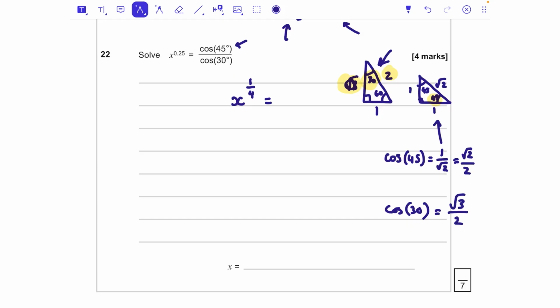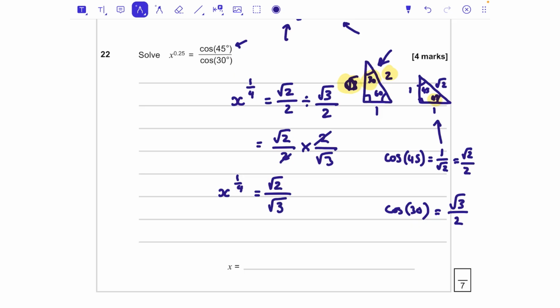Lovely. So I now know that x to the power of a quarter equals root 2 over 2 divided by root 3 over 2. And we know when we divide fractions, we keep, change, flip, and then we can cancel the 2's out because we've got a 2 on the top and a 2 on the bottom. So that's root 2 over root 3. So x to the power of a quarter is root 2 over root 3.